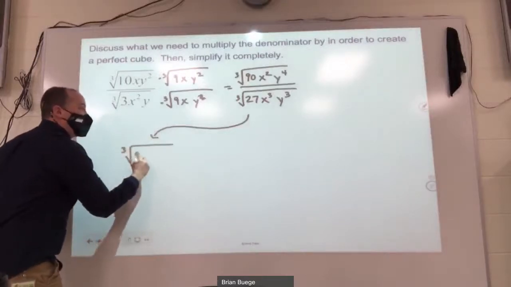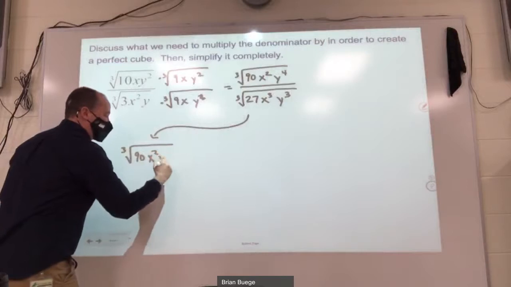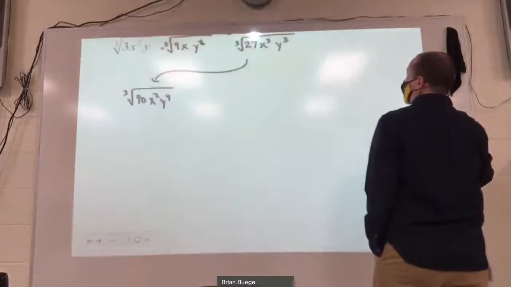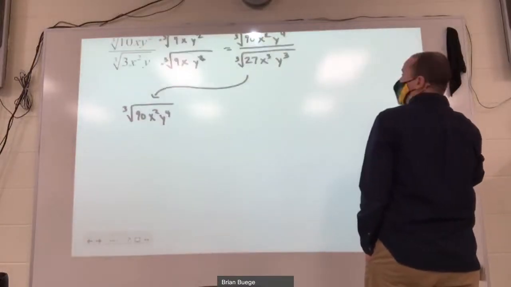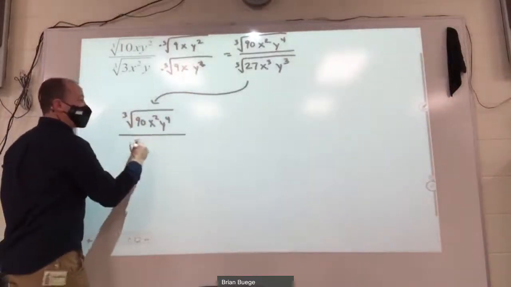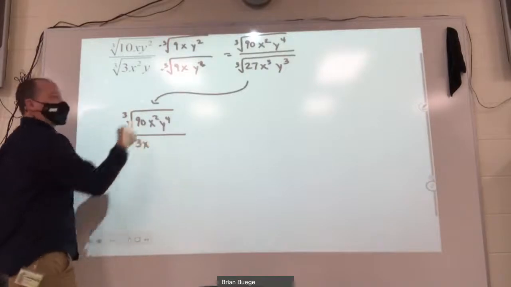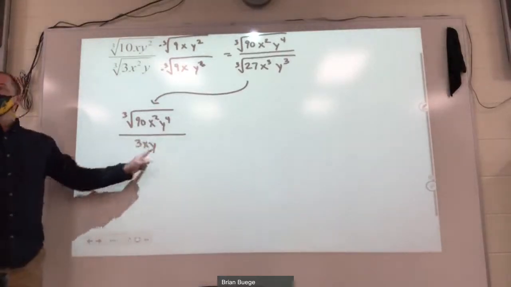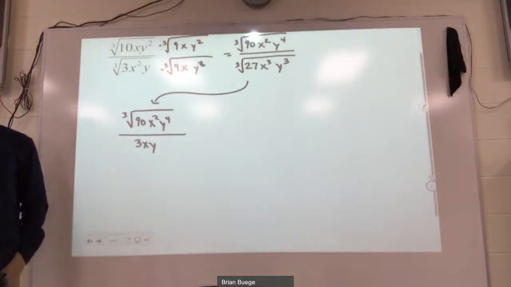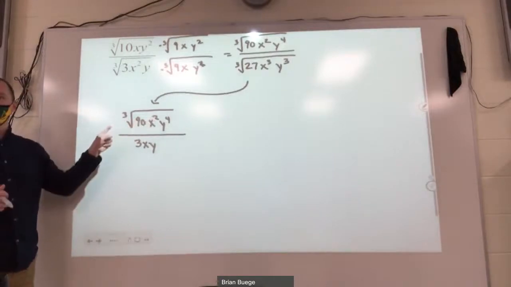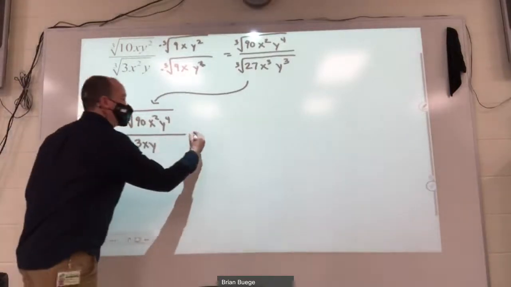So cube root of 90 x squared y to the 4th over, so cube root of 27 is 3. Cube root of x cubed is x. Cube root of y cubed is y. Okay, so we took care of the first part of things, meaning I got rid of the radical in the denominator. That was goal number 1. And now the only thing left to do, like I said, is simplify anything here that we can. Try to simplify this down a little bit.